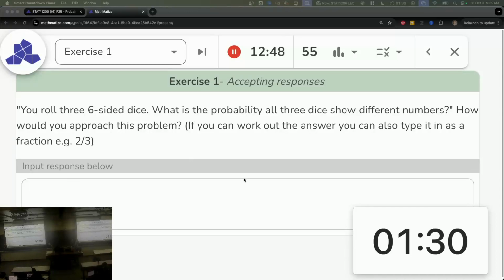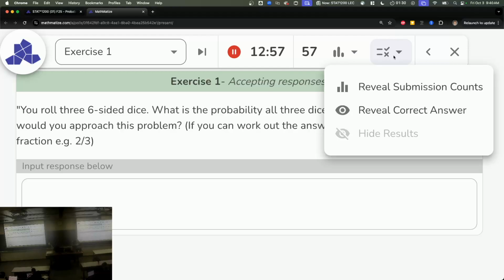Okay, so you roll 3 6-sided dice, and we're trying to work out what's the probability they're all different numbers, which, on the face of it, is not so easy. But if you know how to break it down, you can break it into simpler parts and figure it out that way. Let's see what people said.